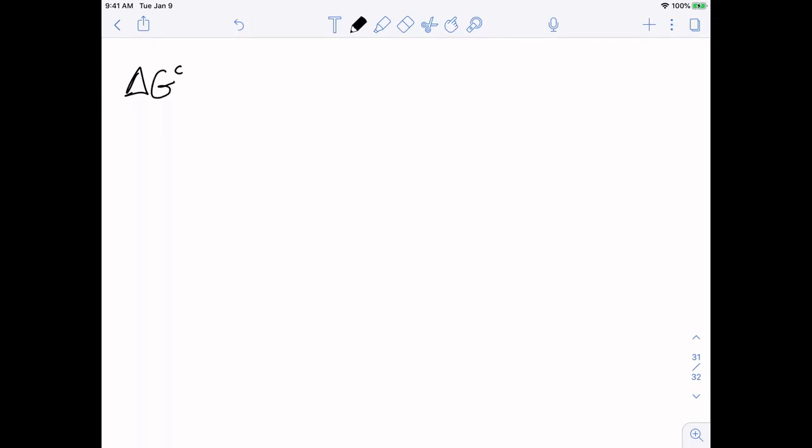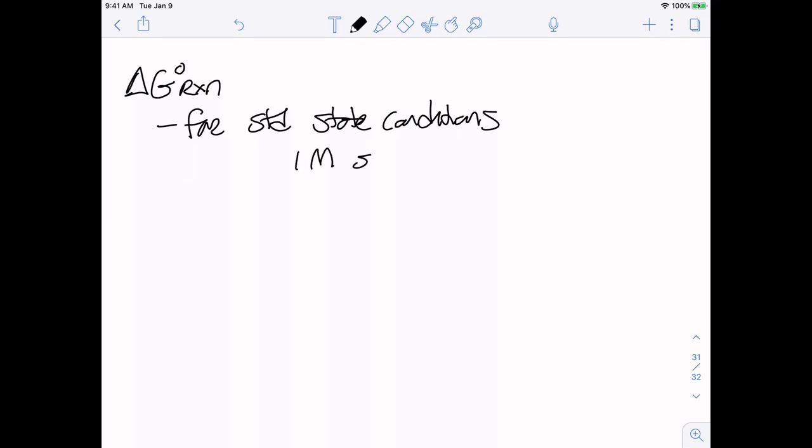Right? Remember that naught means standard state. So my free energy change in its standard state for my reaction does occur under standard state conditions. And then just remember standard state conditions: solids, liquids, and gases are in their pure form. If it's a solution, it's a 1 molar solution, so my concentration would be 1 mole per liter. If it's a gas, it would be 1 atmosphere of pressure, and then 25 degrees Celsius for my temperature, which is 298 Kelvin.